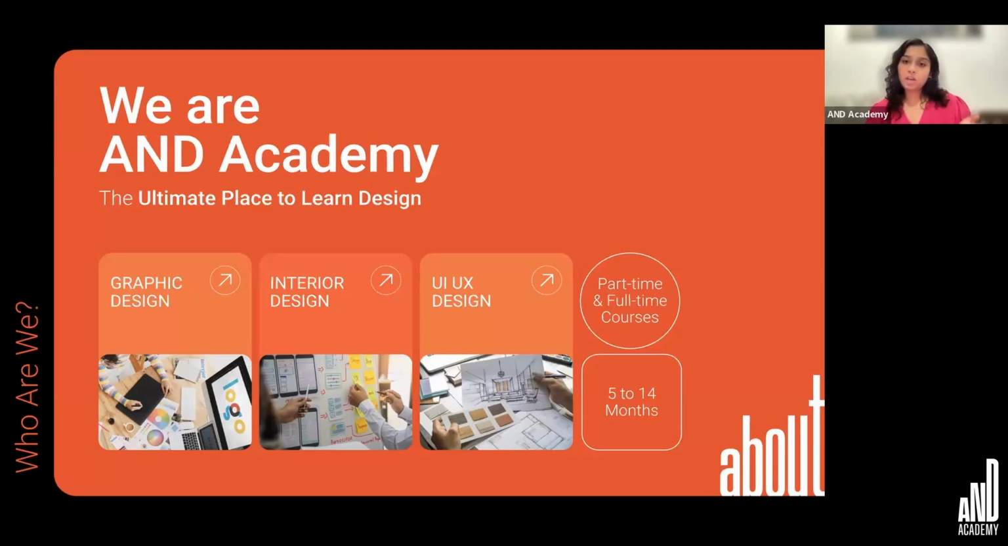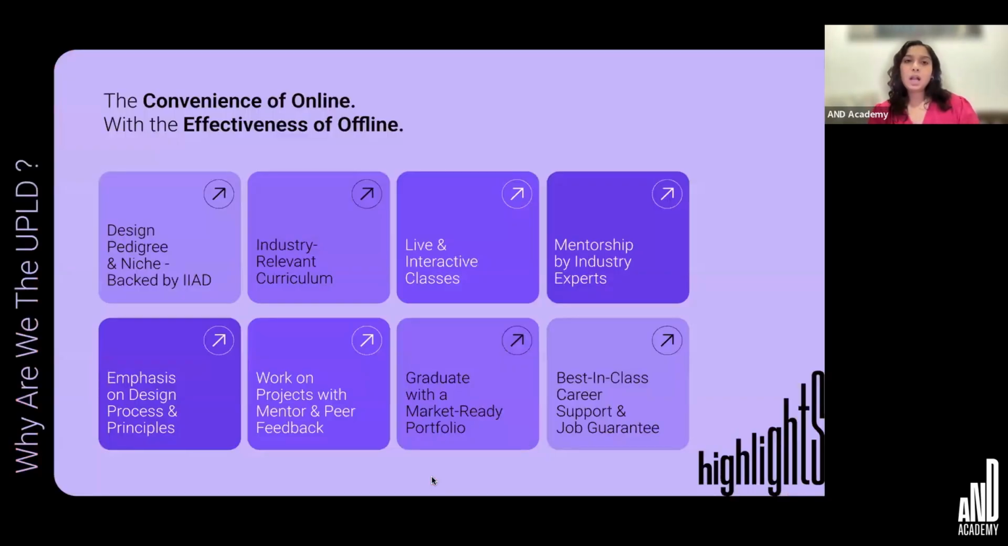We also rely heavily on tech to sort of simulate or create that environment for you. Most of these courses are part-time courses. We have one full-time course in graphic design. Other than that, most of these courses are part-time. Other things about And Academy that you should know are that it's not a new model that we've sort of developed. This is not an experiment.